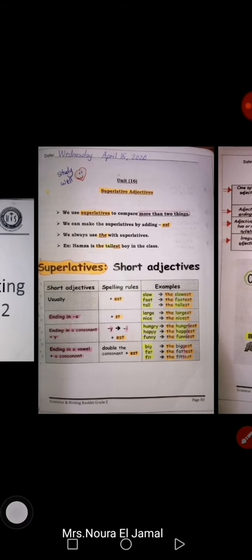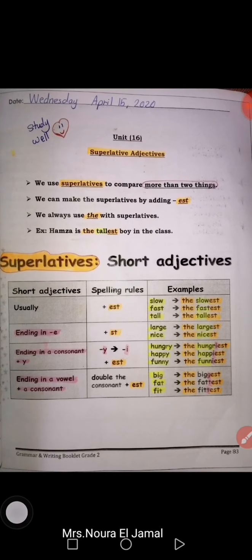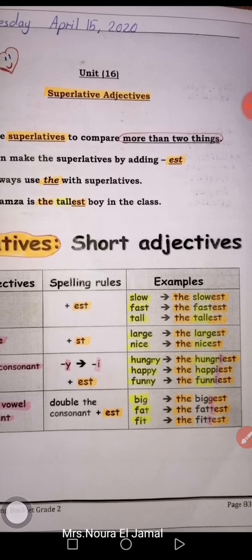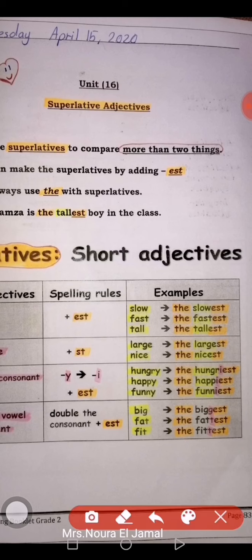Here, the superlative adjectives. Usually we put est after the adjective. For example, slow became the slowest, fast became the fastest, tall became the tallest. So the slowest, the fastest, and the tallest. What about the other one?